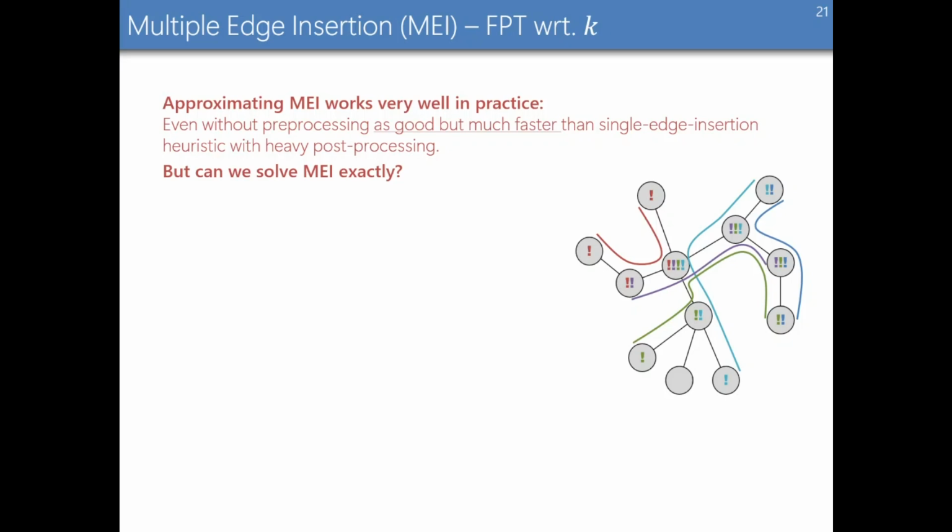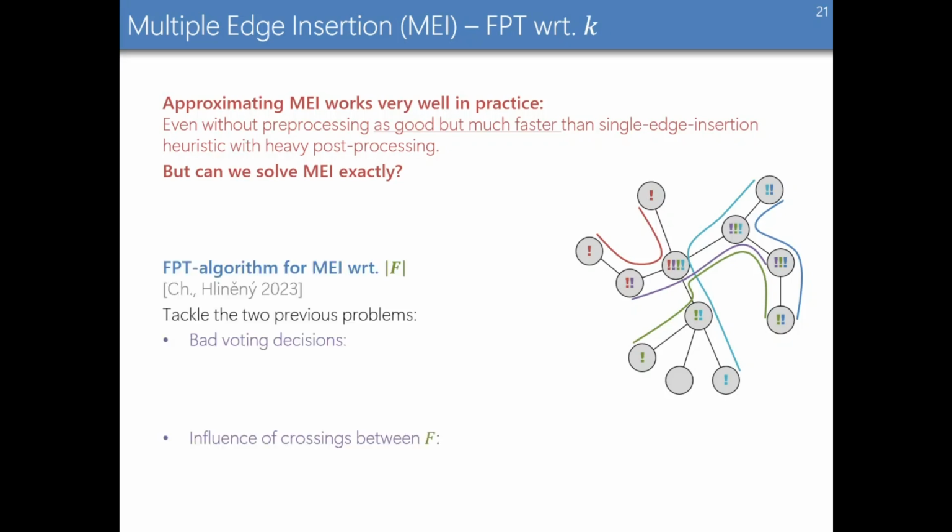Can we solve the multiple edge insertion problem exactly? Well, we know that the problem is NP-hard, but there is an FPT algorithm parameterized by the number of edges that I insert. And the idea of this algorithm is actually to just use this approximation algorithm. So we are again in this scenario. For every edge that I want to insert, I look in the path of the tree. What are the desired embeddings? And now I just don't pick any arbitrary vote, but I need to be more clever in order to really come down to the optimal solution.